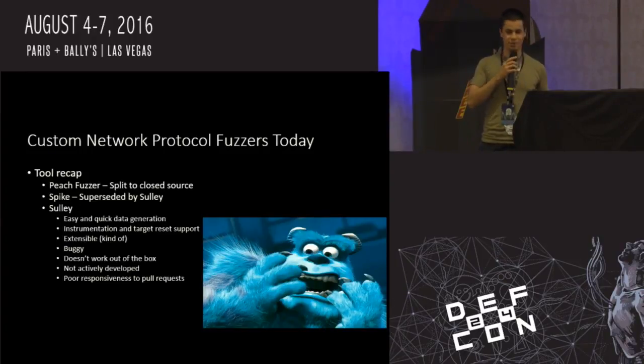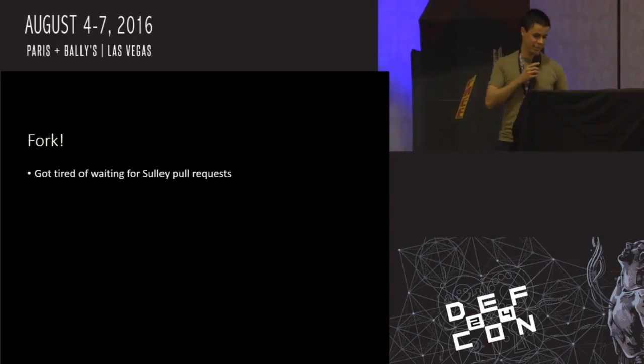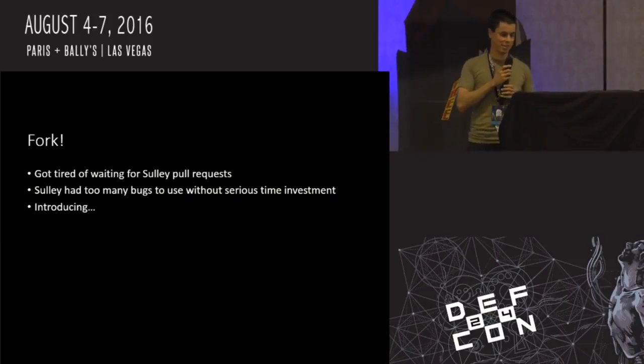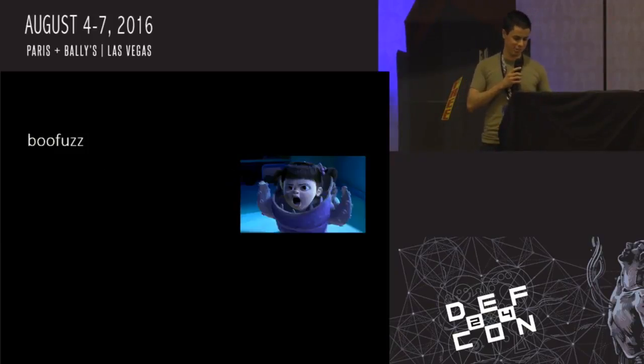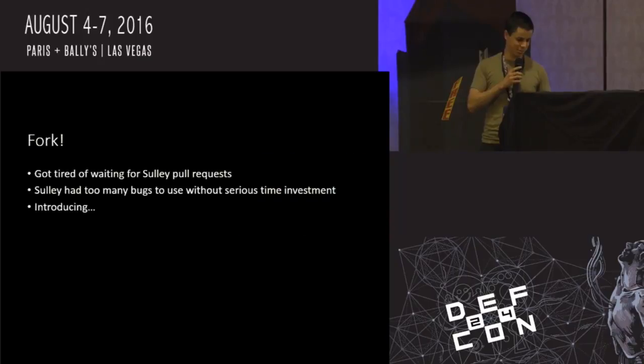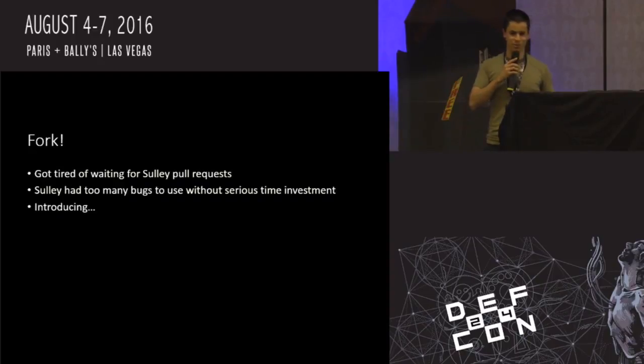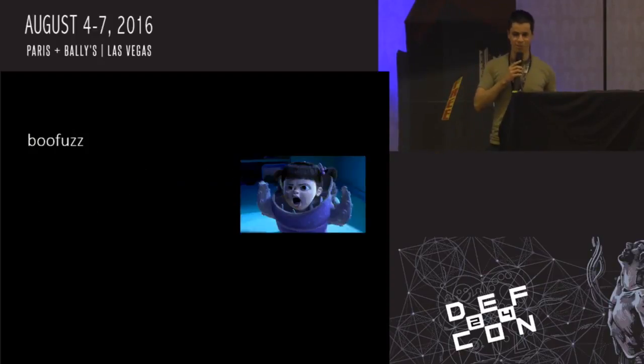So what do you do? What do you do when you have a tool that's not quite there yet and you can't patch it with pull requests? Well, you fork. I got tired of waiting for those. Too many bugs to use without a serious time investment. I probably spent a month or so trying to get it to a usable place. So I decided to split it, introducing boofuzz.